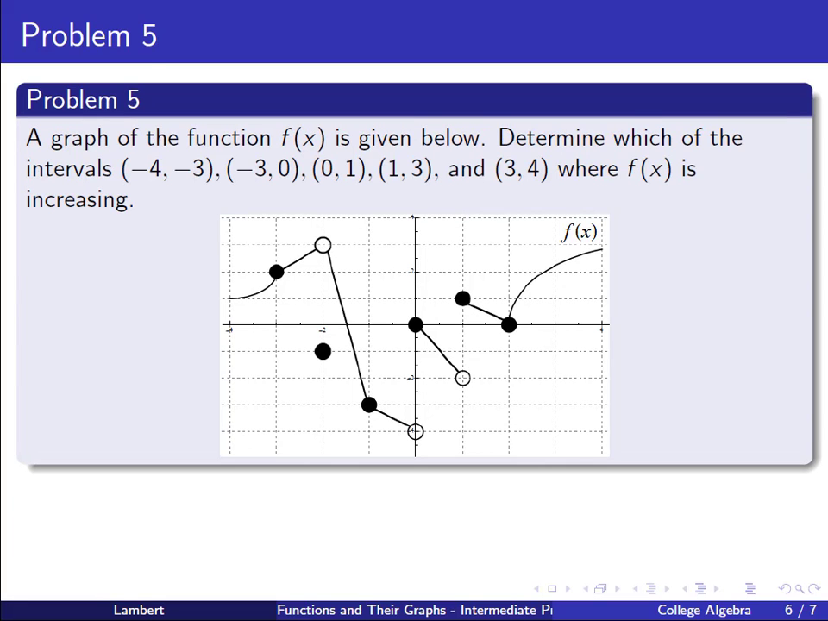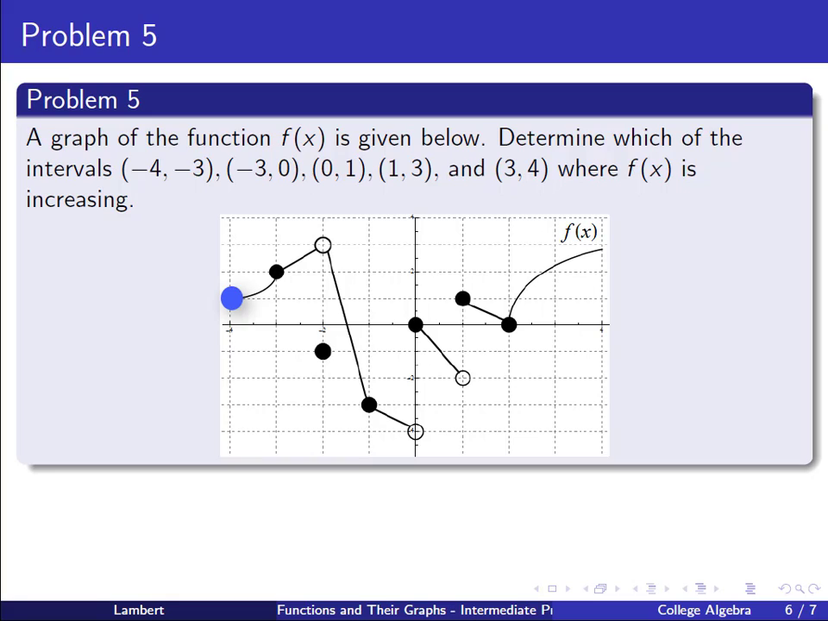Moving forward, let's say we have a graph of the function f of x given below, and we want to determine which of the intervals, (negative 4, negative 3), (negative 3, 0), (0, 1), (1, 3), and (3, 4), are where f of x is increasing. So a way we can do this is we can take a dot and follow along the curve, or you can take a line and follow along the curve, whichever you prefer. We'll use a dot here.